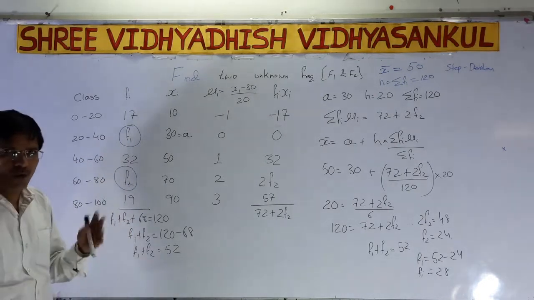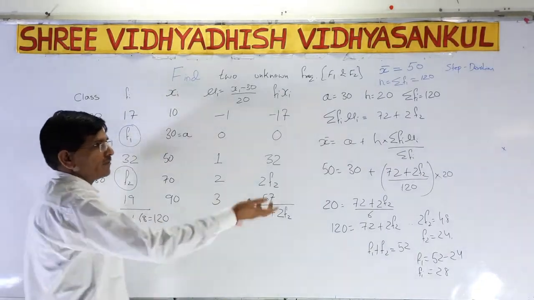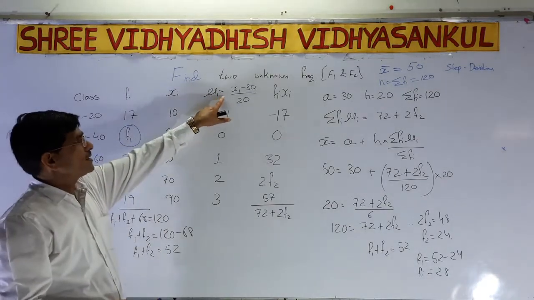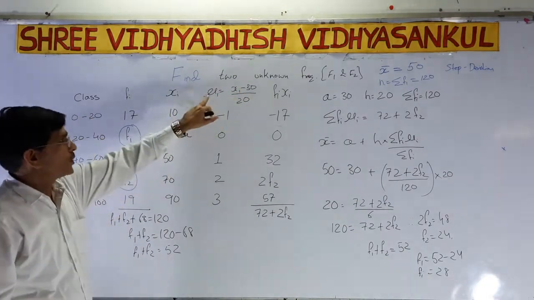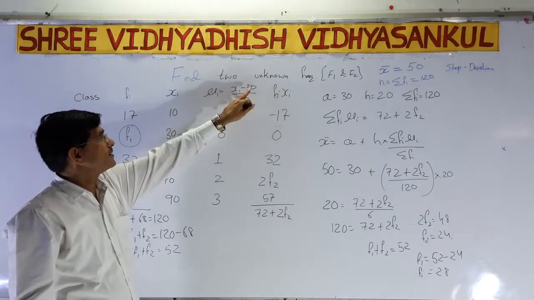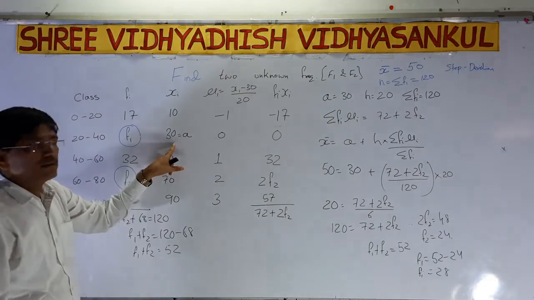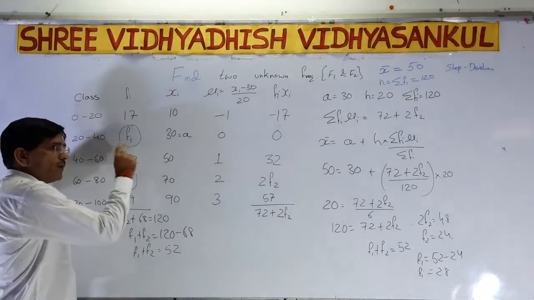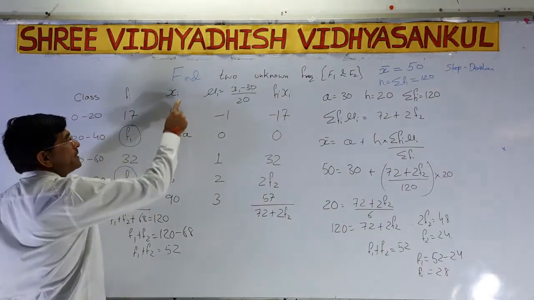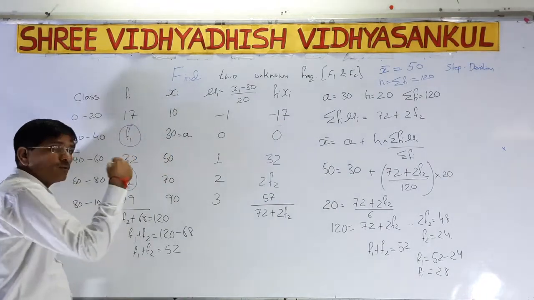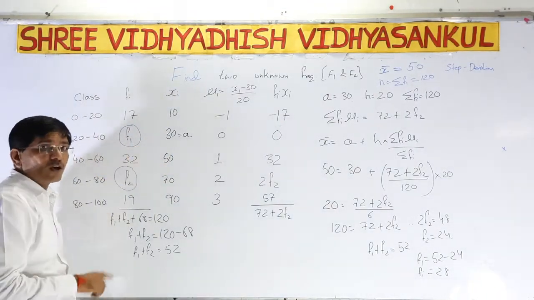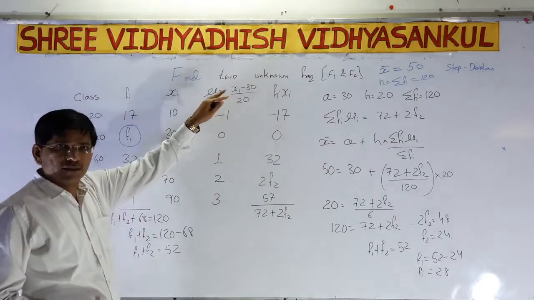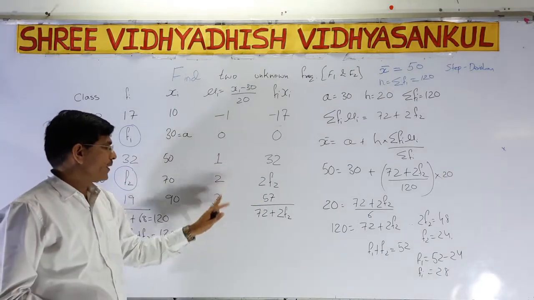Now you have to go further by the step deviation method. In step deviation we know that we have to take Ui. So always Ui is equal to Xi minus A upon H. A means what? Always we have to take it from Xi, where the unknown frequency is there. So here we take 30 as A, where the unknown frequency is there. Here always we know that above is minus, below is plus: minus 1, 0, 1, 2 and 3.